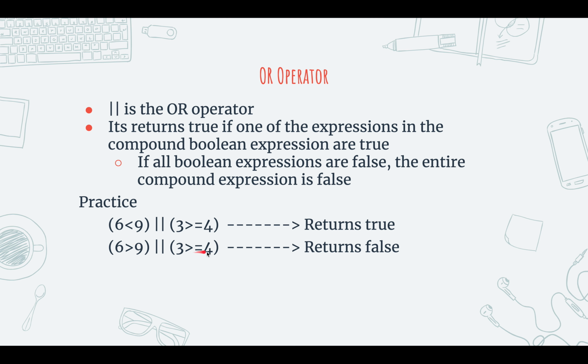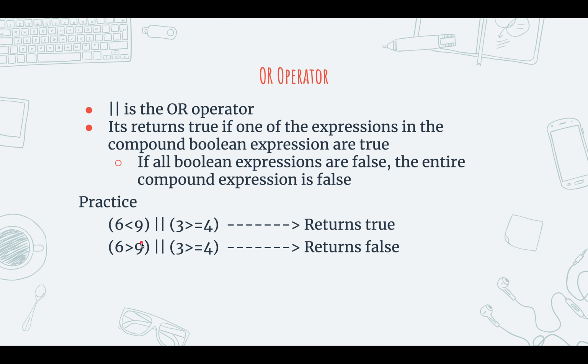3 is greater than or equal to 4. 3 is not greater than or equal to 4, so this is false. Both sides are false. There is no true statement whatsoever within this compound Boolean expression. So the entire thing returns false.